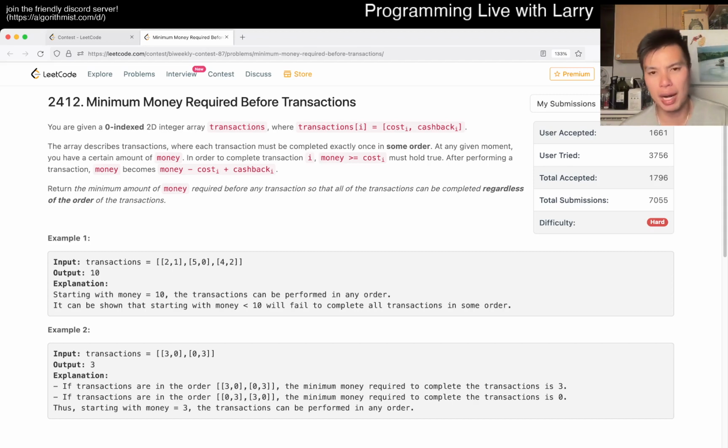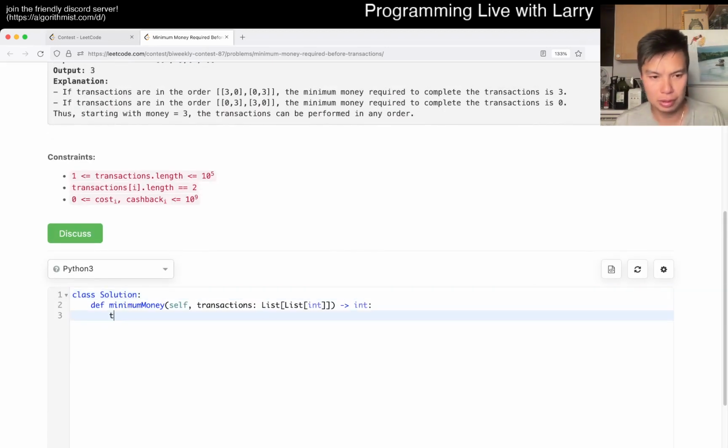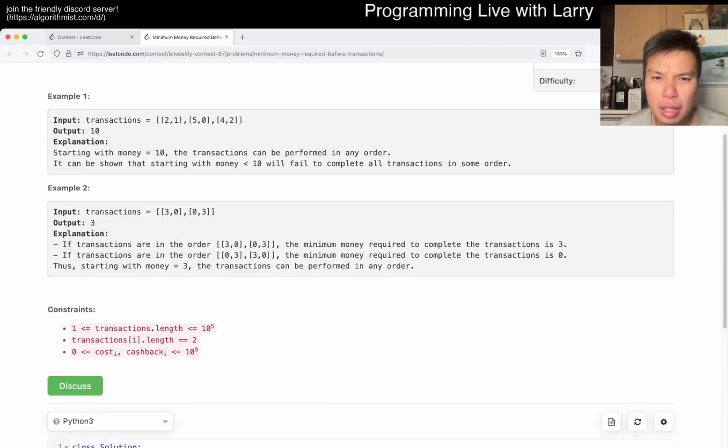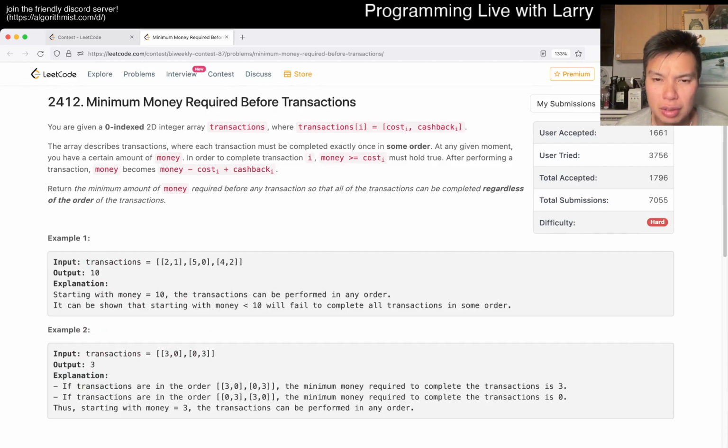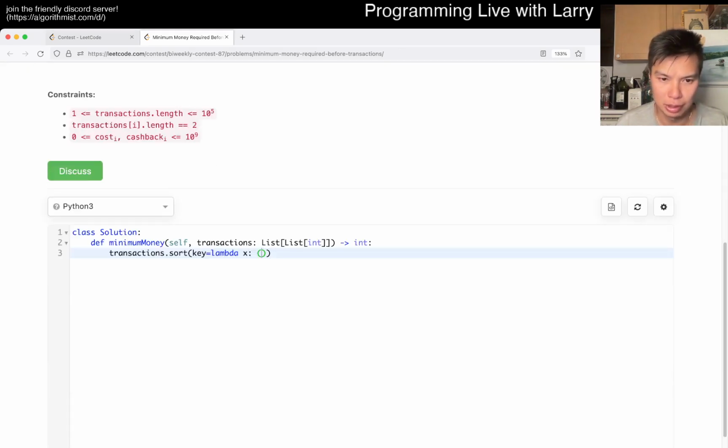So do we sort by cost minus cash back? I think probably. What do we want to do? We want cost minus cash back because then it's the most costly to do this one, right? So yeah, something like that.